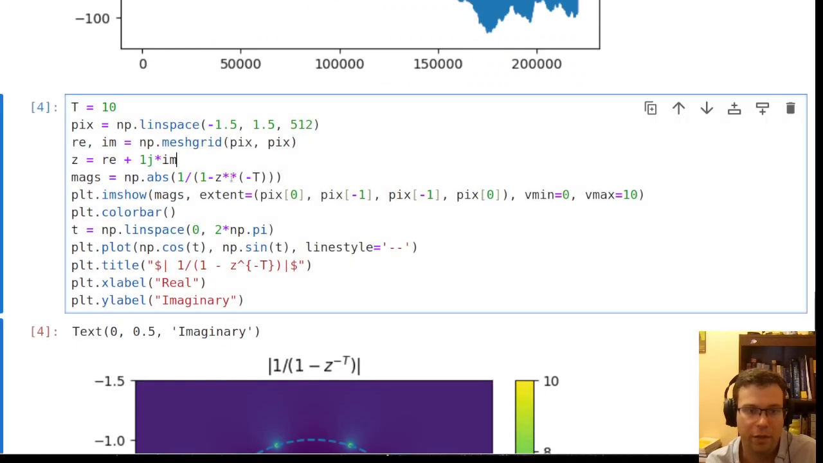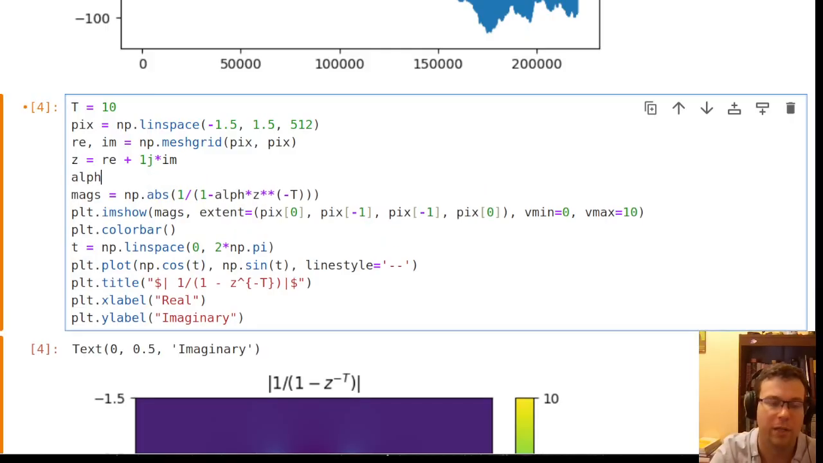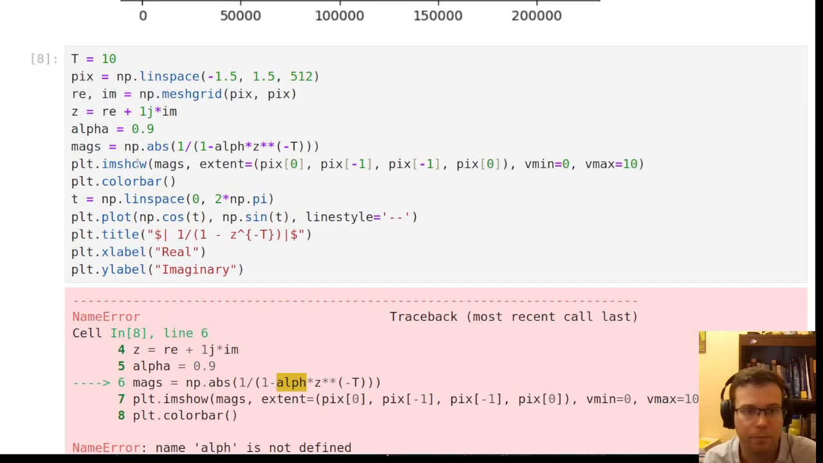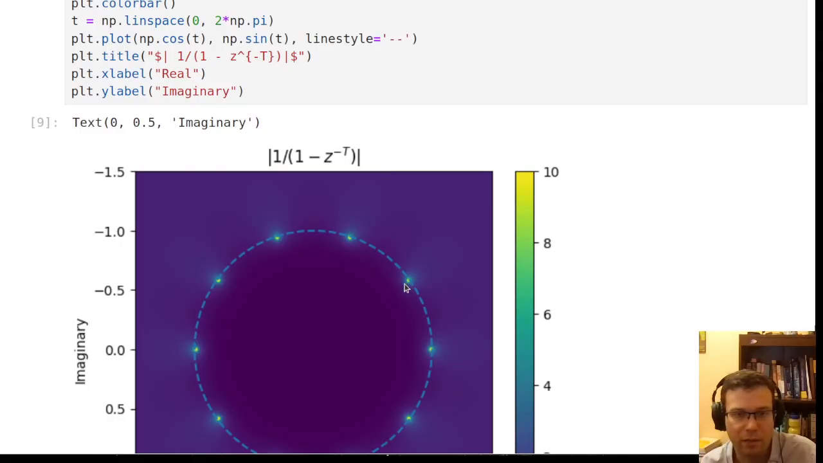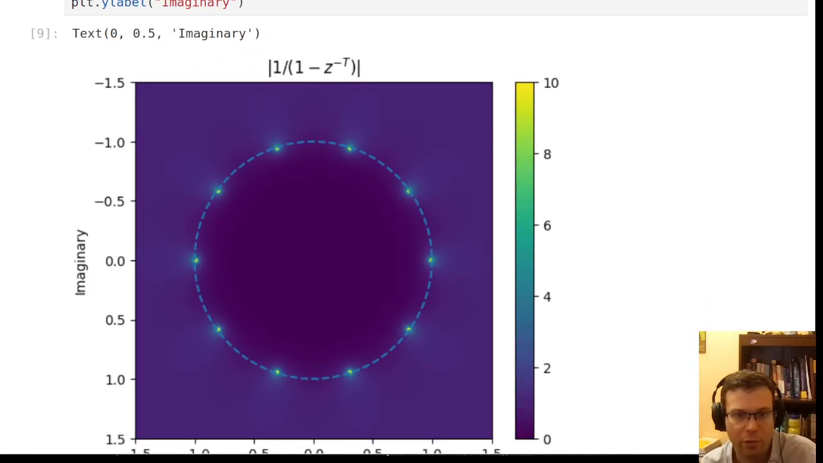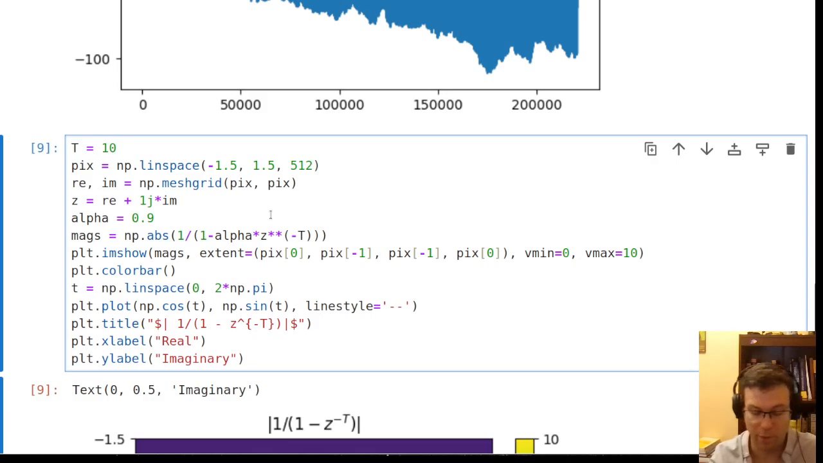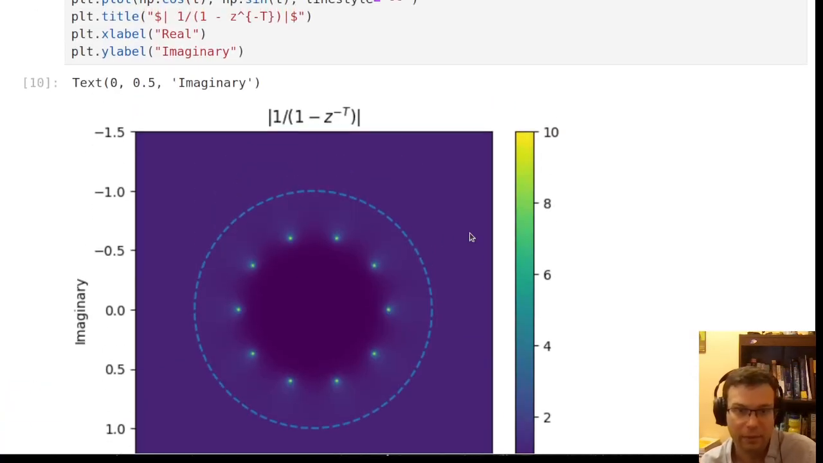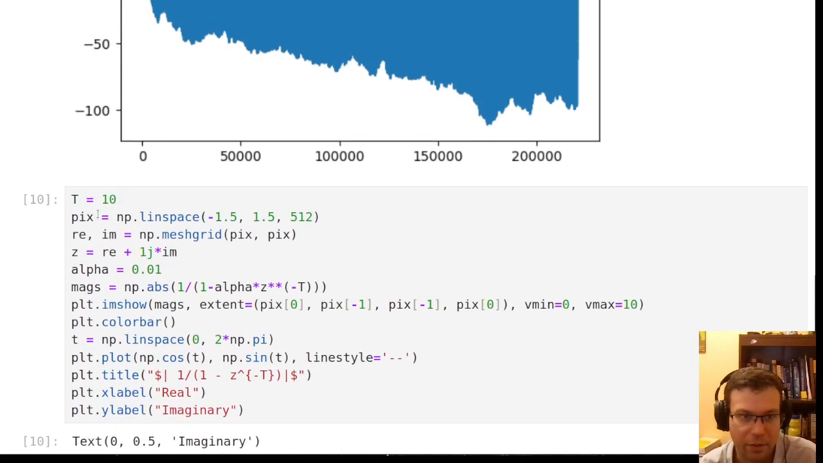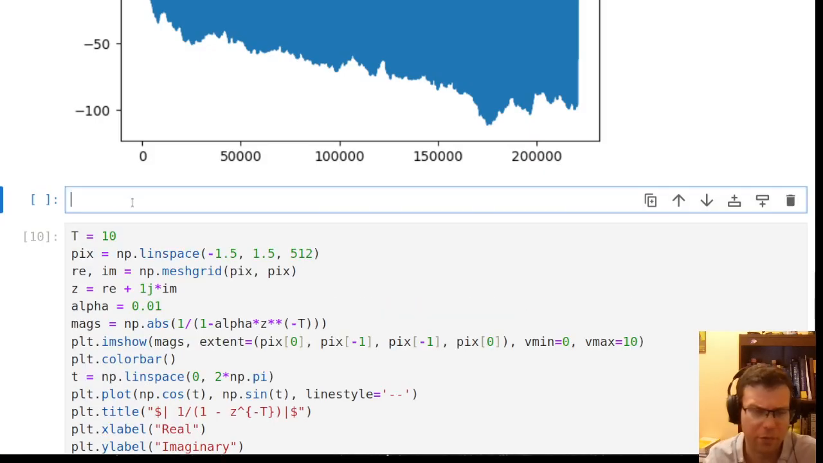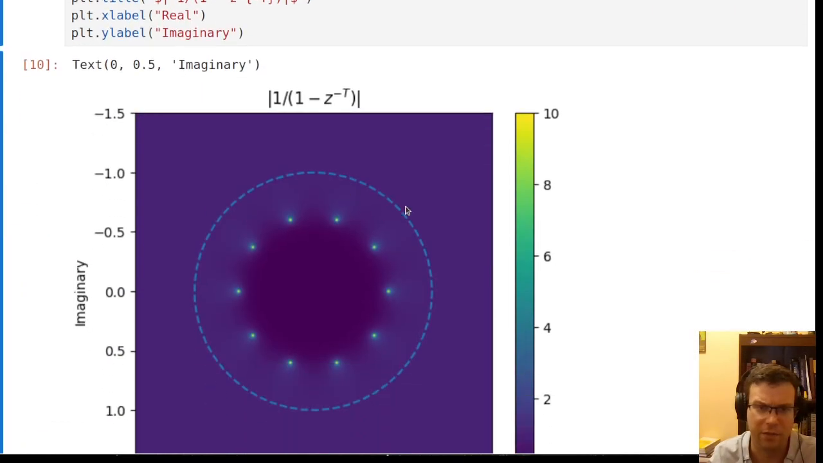So let's go down here and make that change here as well. So if I make this alpha times e to the negative t, I'll make alpha 0.9 here. What I see is, okay, it pulls these poles in a little bit, but I no longer blow up completely on the unit circle there. And actually, let me make it even smaller. Let's make it pretty small, 0.01. So the poles pulled in further here. And this magnitude on the unit circle would be 1 over 1 minus alpha. That would be what the magnitude is. So here it's basically just 1.